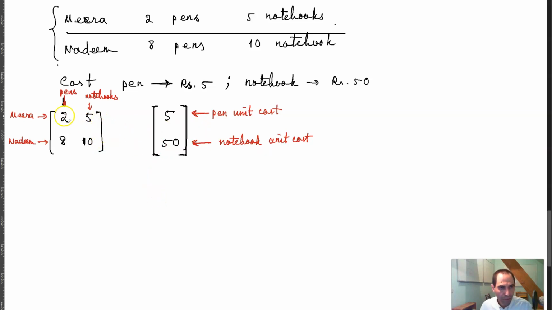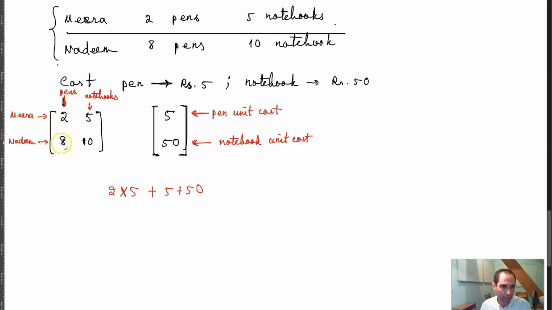So I know that Mira needs 2 pens, and the unit cost of each pen is 5 rupees. So that would be 2 times 5, right? Which is 10 rupees. And Mira again needs 5 notebooks. The cost of each notebook is 50 rupees. So that would be 5 times 50 rupees, right? And that's all the cost that Mira has to pay in order to buy her supplies.